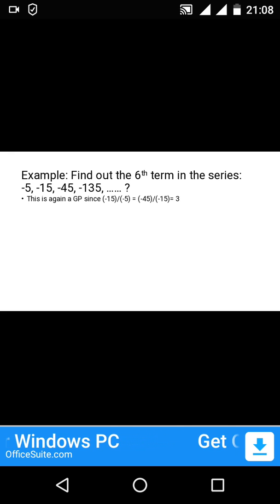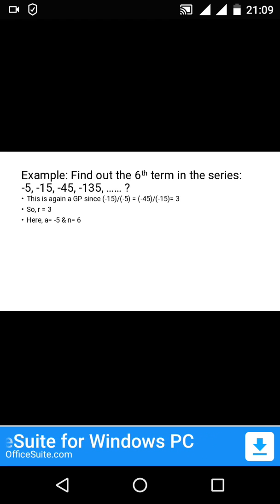Fourth term divided by third term, minus 135 divided by minus 45, again is equal to 3. So basically this is a geometric progression, and now we can apply the formula that we have for the nth term of the geometric progression. Here r is equal to 3, that is now clear. Then a is equal to minus 5, the first term, and since we have to find out the 6th term, n will be equal to 6.